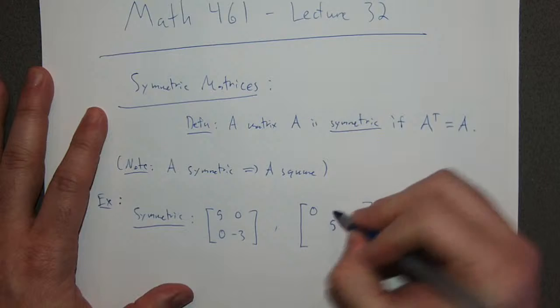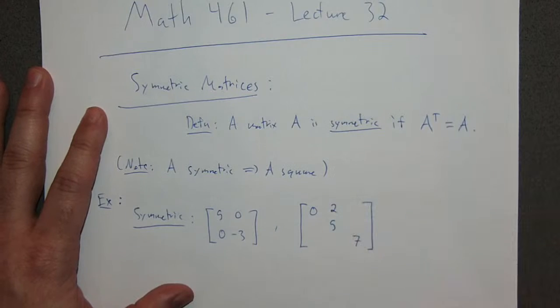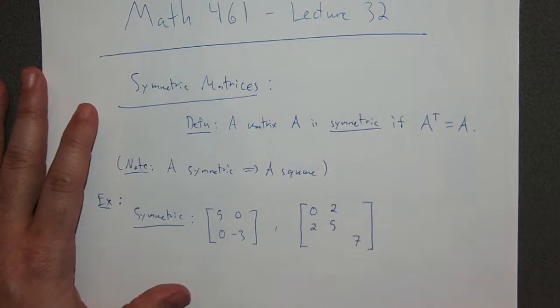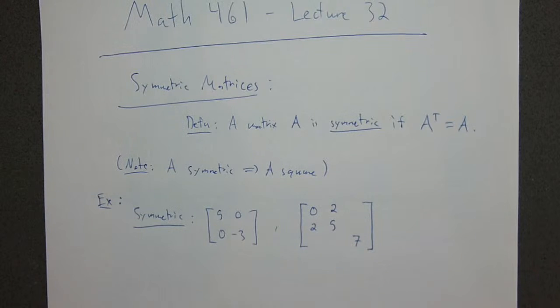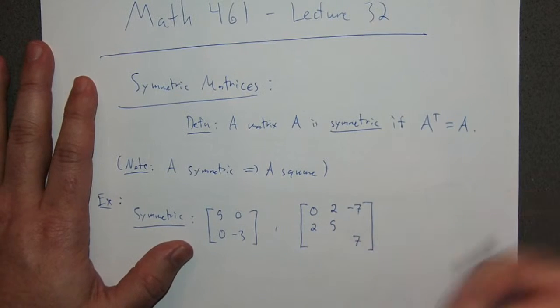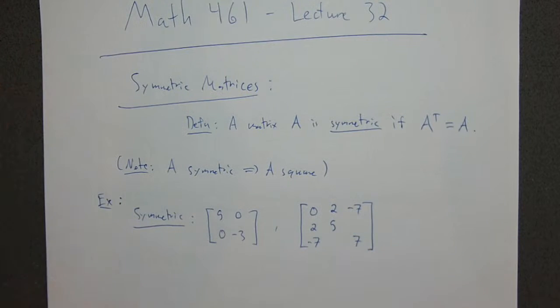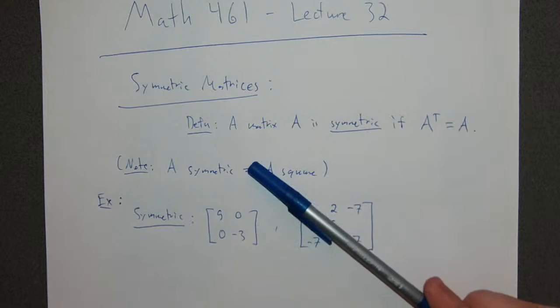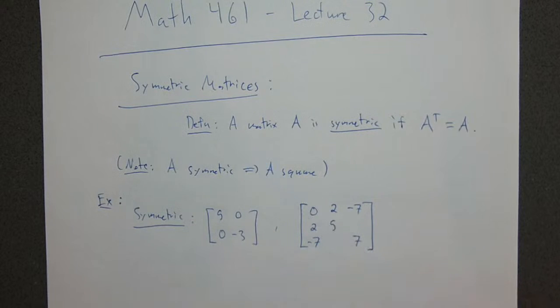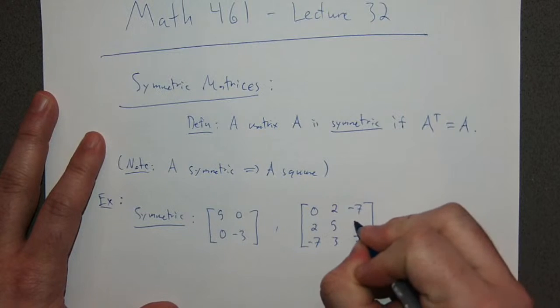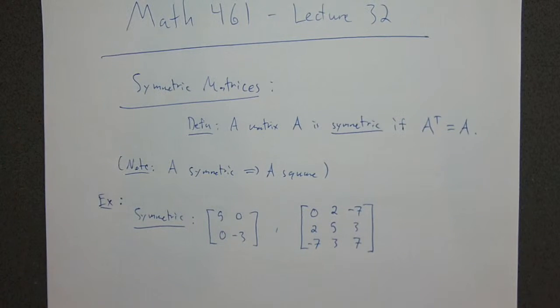So if I put, say, a 2 here, did that choice impact what can go in the other entries? Yeah. If I have a 2 here, then a 2 must also be right there. Similarly, if this is a -7, then I have to have a -7 over here. I'm thinking of this diagonal being like a mirror. And similarly, if this is a 3, then this has to be a 3. Okay.